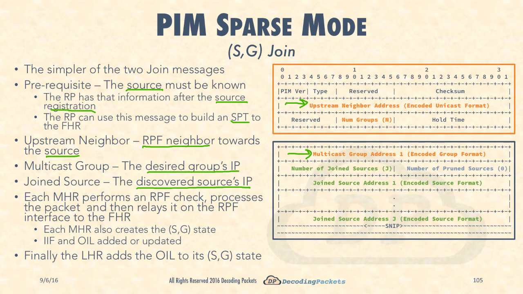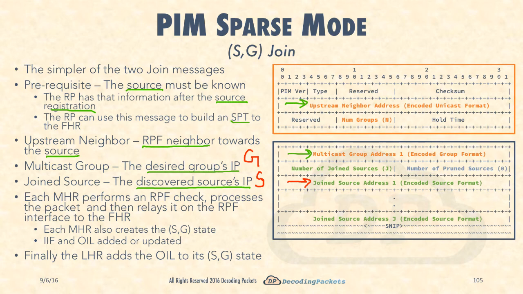So the FHR sends that register message. That register message has a G. So if you think about it, this is that G, and this is the S. And together they form the S, G. The G populates the multicast group address field. The S then is reflected in this join source field. So you would have a number of join sources, at least one, right? So you're joining at least one. And then that join source address would be the S.